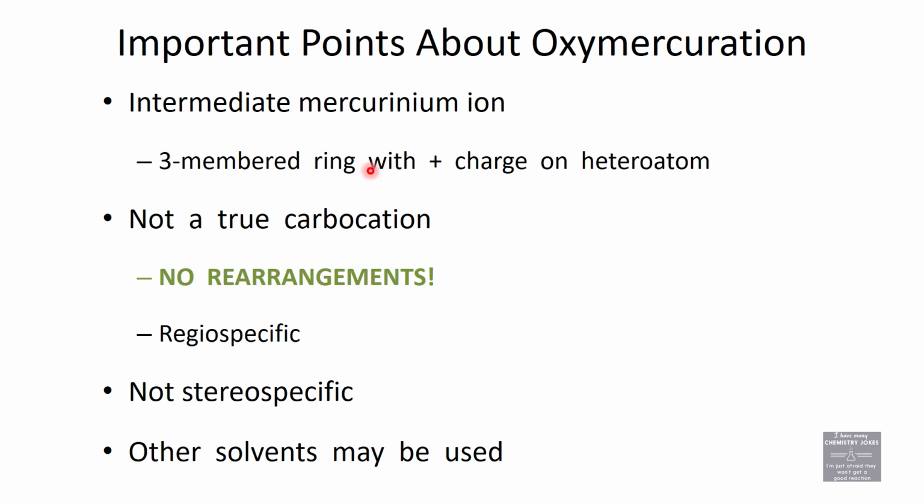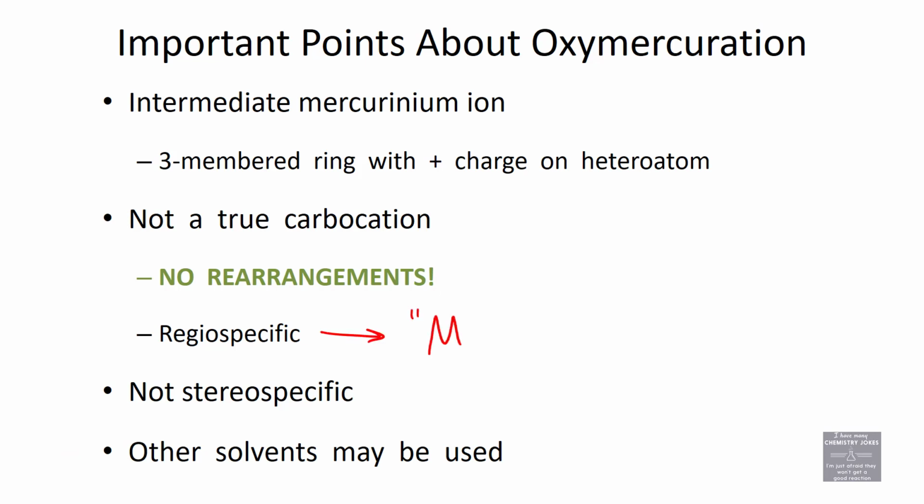Oxymercuration, you make a mercurinium. Yeah, we said that. That's a three-membered ring with a heteroatom with a plus. Bromonium, three-membered ring with a heteroatom with a plus. Mercurinium, three-membered ring with a heteroatom with a plus. We're going to see that intermediate a few different times throughout the semester. And every time you have a three-membered ring with a heteroatom with a plus, there's a nucleophile that attacks. And the nucleophile attacks on the more substituted side because the more substituted side has better carbocation character. It's about carbocation character because it's not a true legit carbocation. Because it's not a true legit carbocation, we do not see any rearrangements because we make mercuriniums. Mercuriniums do not rearrange.